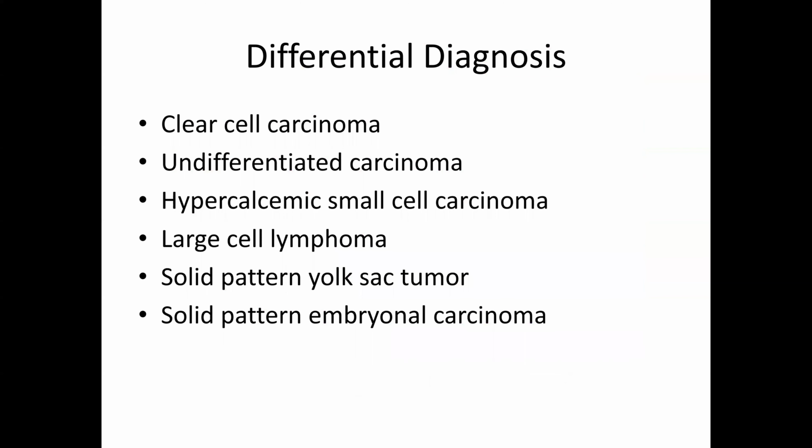So based on these things, you can imagine that our differential diagnosis might include things like clear cell carcinoma, undifferentiated carcinoma, small cell carcinoma of hypercalcemic type, large cell lymphoma occasionally, and certainly solid pattern yolk sac tumor, embryonal carcinomas, and so forth. And that doesn't include some of the benign lesions such as granulomatous orchitis and those sorts of things that could be considered in the differential.